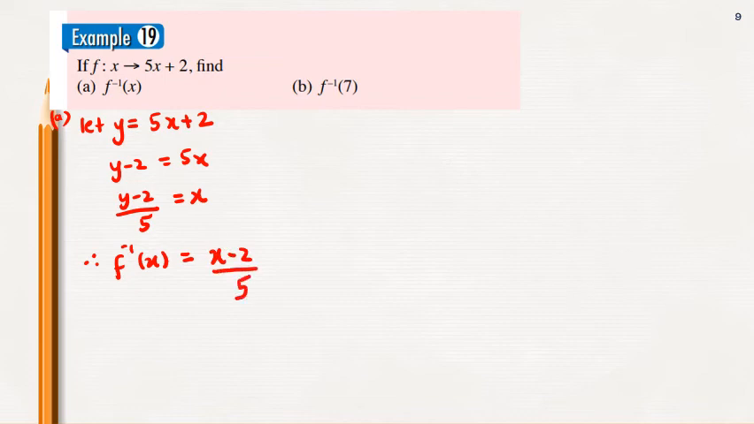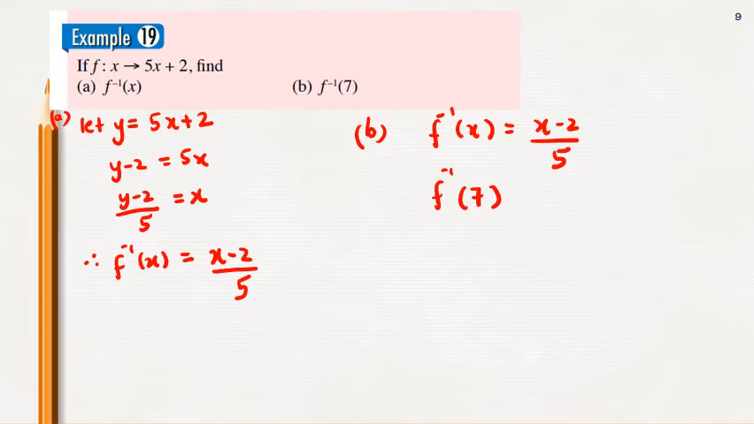Okay, so how about B? Okay, because we already got this one, we just rewrite back. f inverse x is equal to x minus 2 over 5. So the question asks you f inverse 7. So ini adalah image. So ini maksud dia dalam ni adalah image.